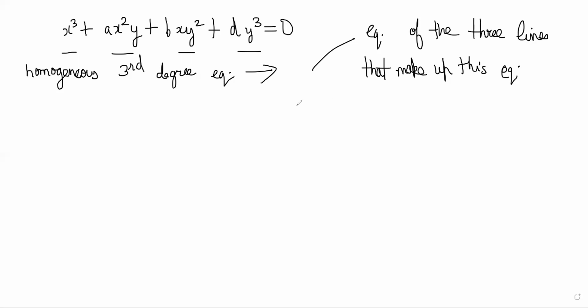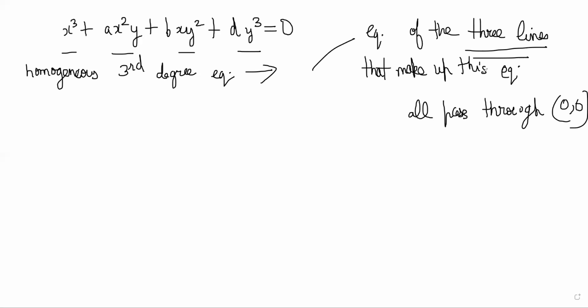What you have to realize here is that the 3 lines that make up this equation will all pass through the origin, because you can see that this equation is homogeneous. So the same principle as before. All lines will pass through the origin, and the 3 equations that make up this overall equation can be obtained by solving for y. The way you can solve for y here is to first divide by x cube.